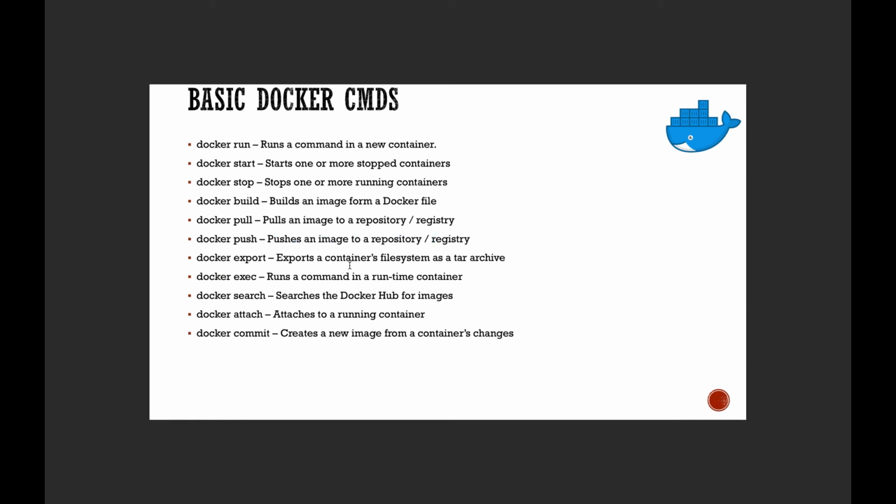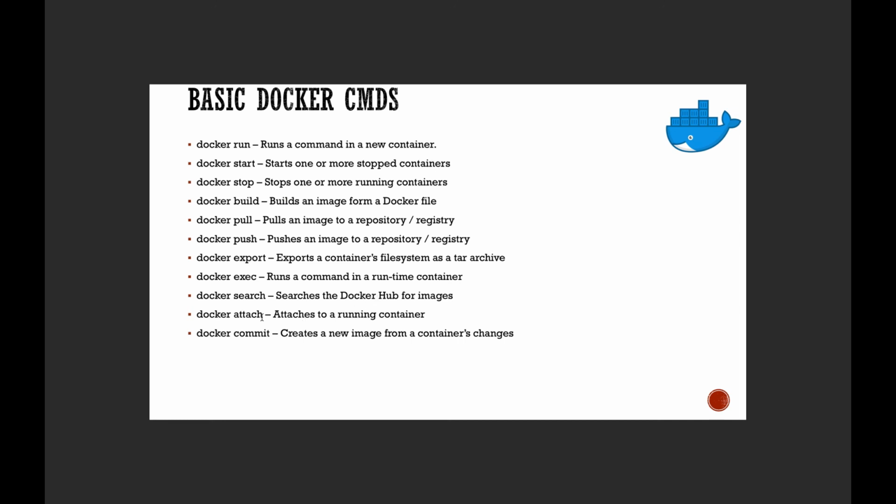Coming to Docker export, it is used for exporting the file system from the container to your local host, or from the local host to your container. So it's vice versa. Docker exec runs a command in a running container. Whenever you pass the command using Docker exec, it will run the command in the container at runtime. Docker search is for searching for images in the Docker Hub.